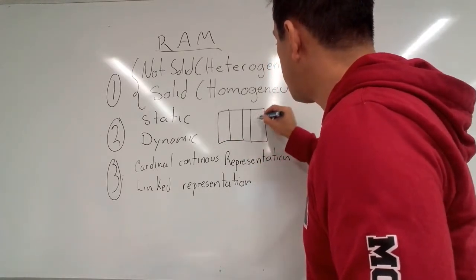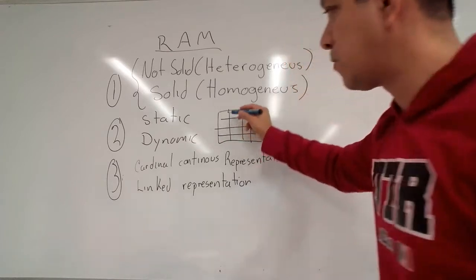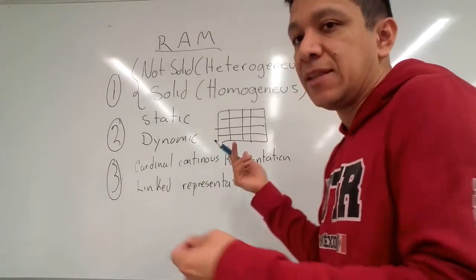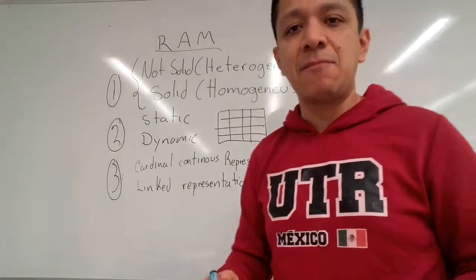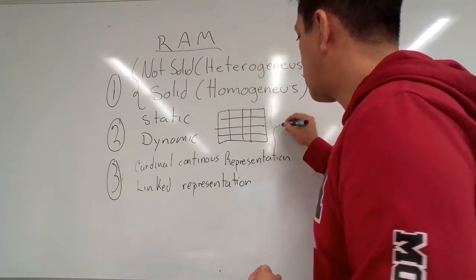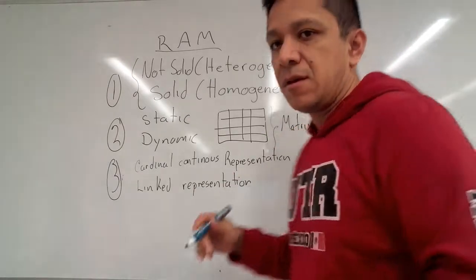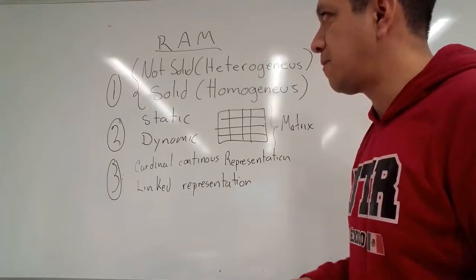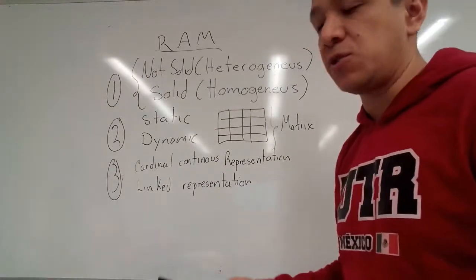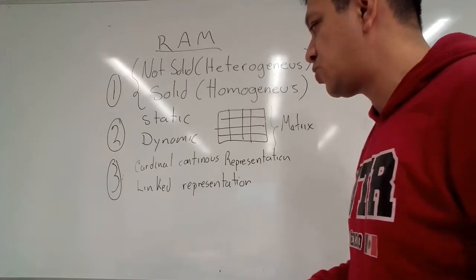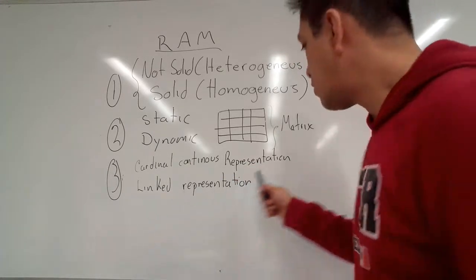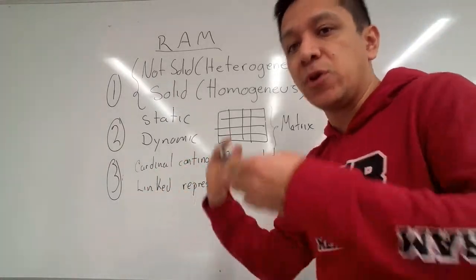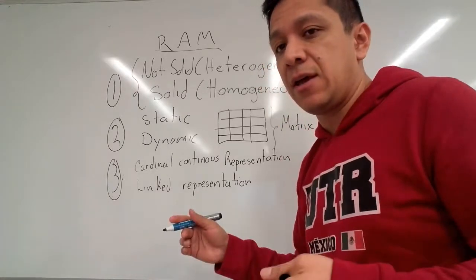The matrix, what I'm referring to, is something like this, where we can store the data in the static or in the dynamic dimension. In this case, we are going to use the matrix. That's really important to keep in mind. And also, we have the third classification, which is the cardinal continuous representation and the linked representation. We are going to check this cardinal continuous representation, and first I want to talk once again about the vector.